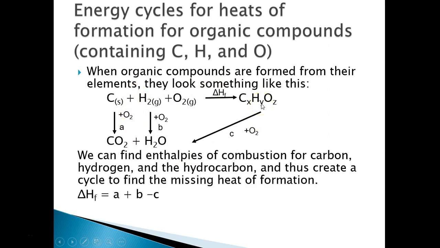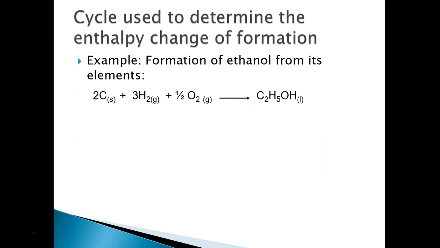So, the heat of formation could be found by adding the heat of combustion for carbon plus the heat of combustion for hydrogen minus the heat of combustion of the hydrocarbon. Now, you might be wondering why that's subtracted. The reason that's subtracted is that here we're going with the arrow, here we're going against the arrow, so we're reversing the process. So, when you take the reverse of a process, you change the sign.